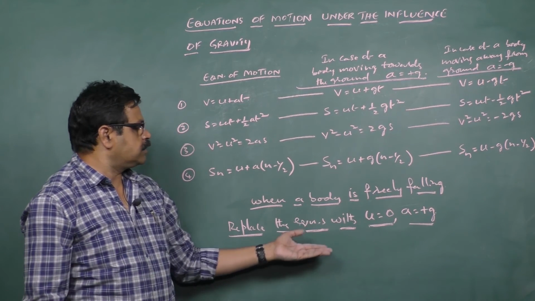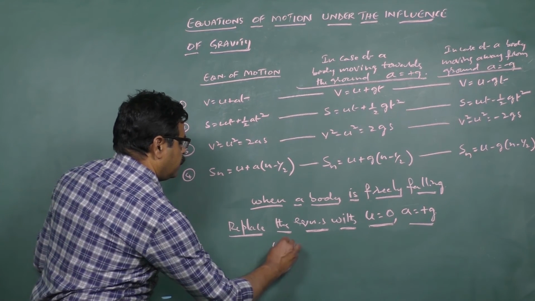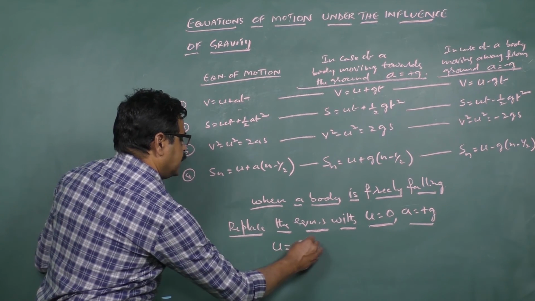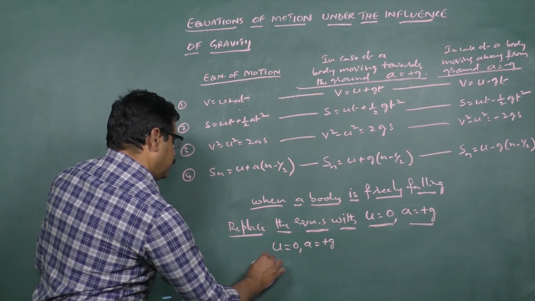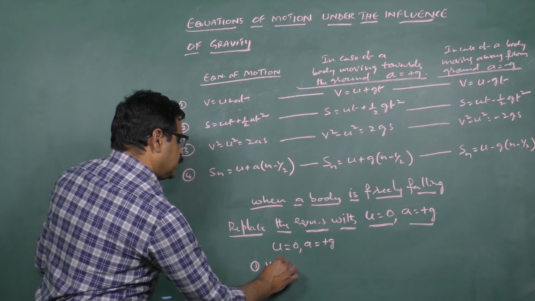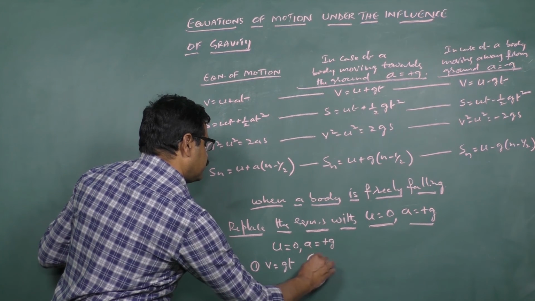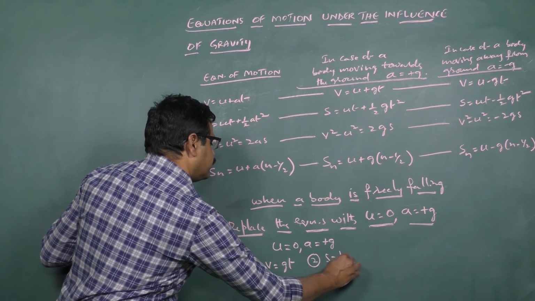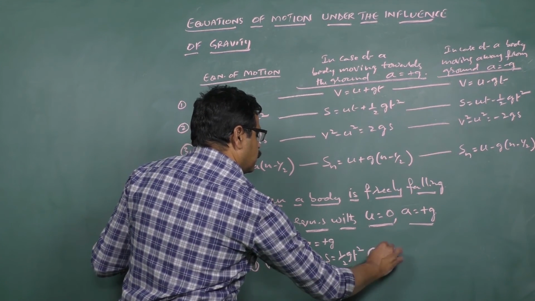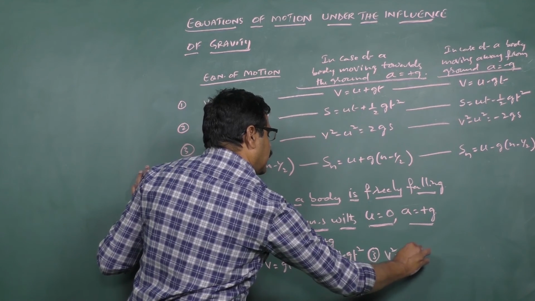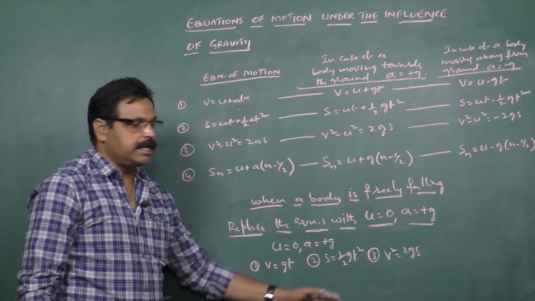You get the equations of motion for a freely falling body as u becomes 0, a becomes plus g. Therefore, the first equation becomes v is equal to gt. Likewise, the second equation becomes s is equal to half gt square. And the third equation becomes v square is equal to 2gs. So this is how the equations change in case of a freely falling body.